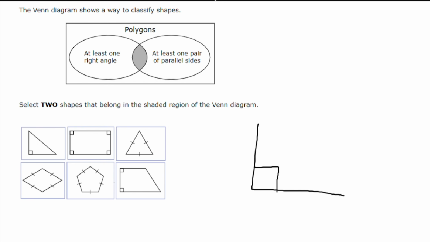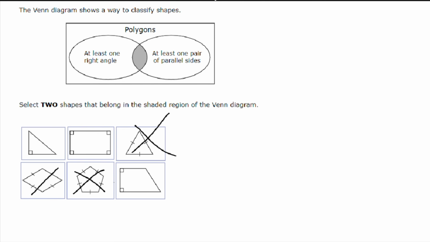All right, so this fulfills that requirement. This does and this does. That means the triangle, the pentagon, and the rhombus do not have at least one right angle. Okay, all right, let's keep on moving.